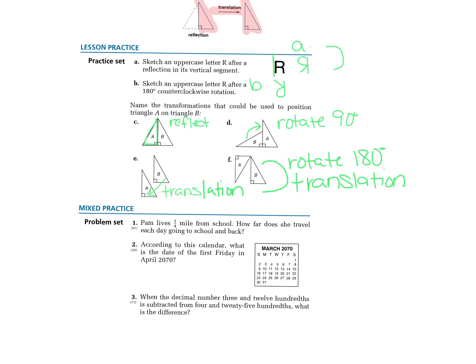Okay. If you guys got those correct, good. If not, go review the lesson. And I think you only have 1 through 10 today for homework.